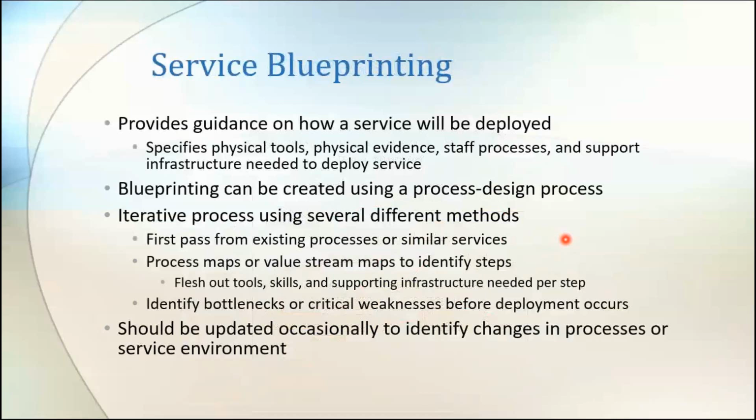Okay. Staff processes and support infrastructure. Do we need electricity? Do we need a building? Do we need a warehouse? Do we need an office? Needed to deploy a service. And usually we can go down to, it just depends on the service level that you do. Are you going to go down to the specific process level, or are you going to do it at the strategic level?